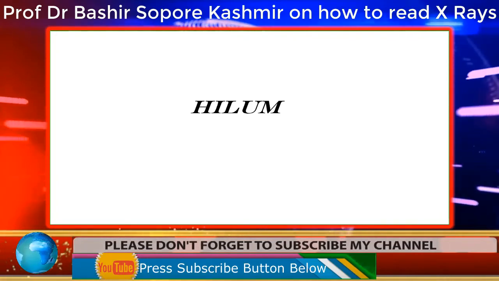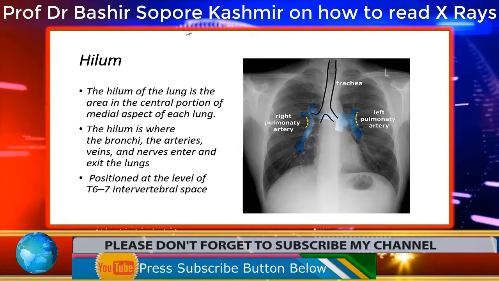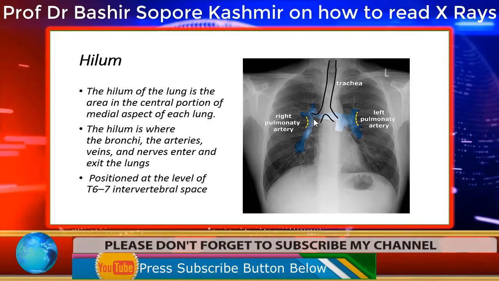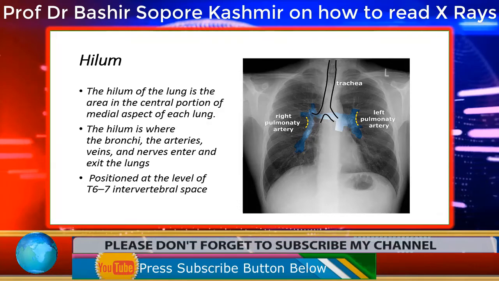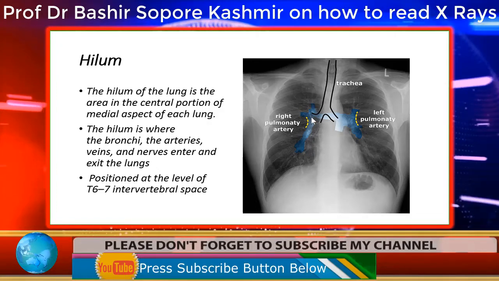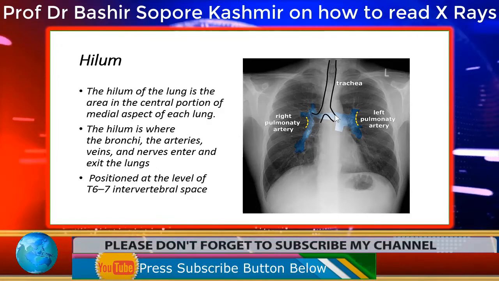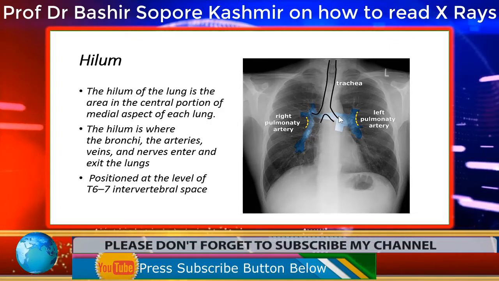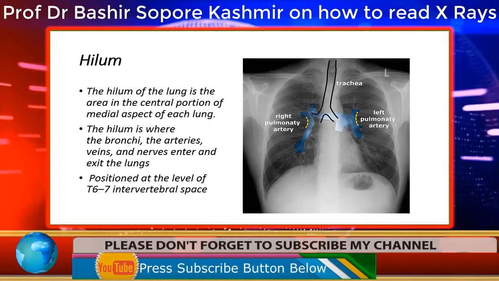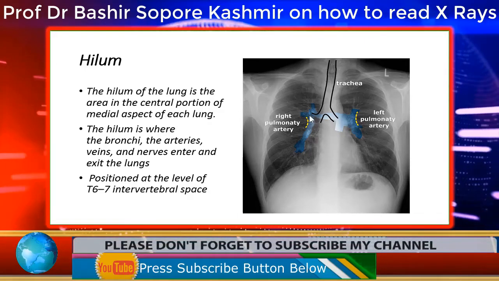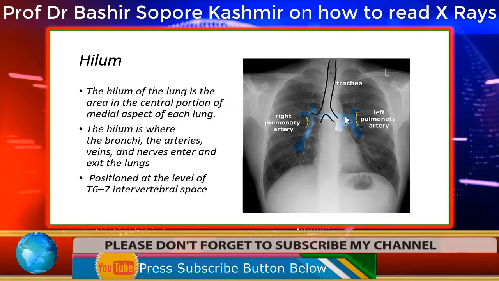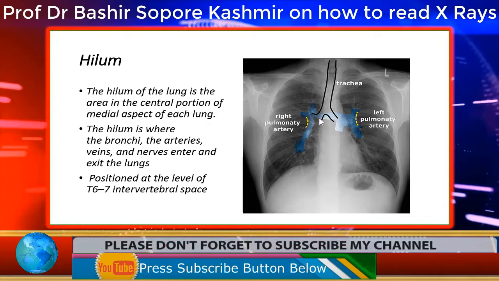Now let us talk about the hilum. The hilum of the lung is the area in the central portion of the medial aspect of each lung. This is the area where the bronchi, arteries, veins, nerves enter and exit the lungs, as I have shown in the previous radiograph. And the hilum of the left as well as right is usually positioned at the level of T6 and T7 intervertebral space.